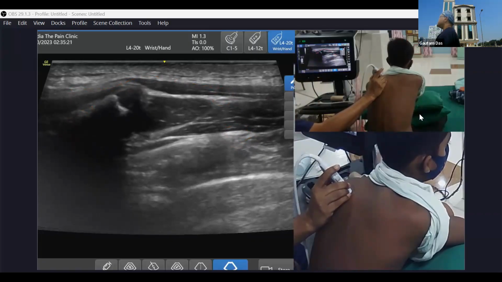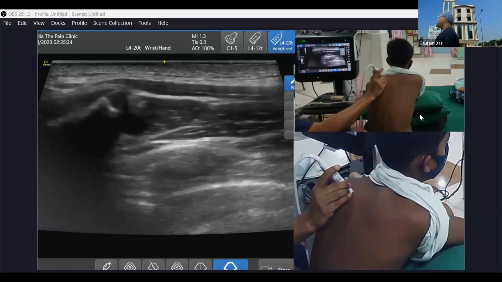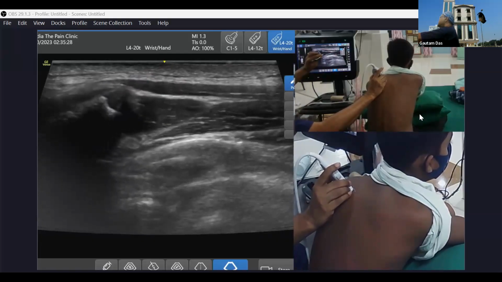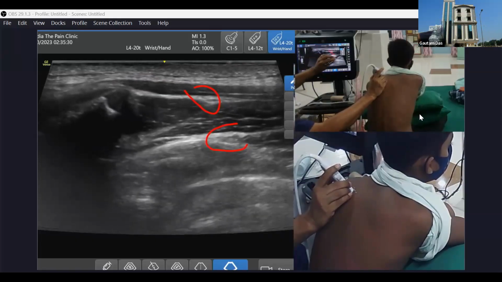Everybody understood it? This is very common. Nowadays, we don't give the trigger point injection. We just give the dextrose injection in this muscle plane, here and here. That is much more effective.